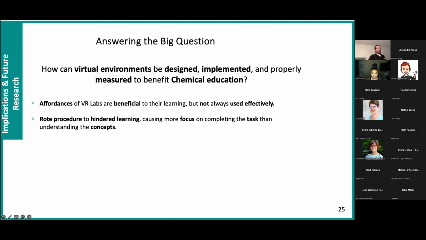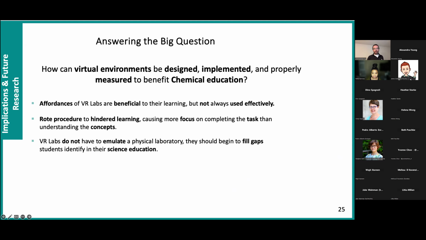Further, rote practices hinder learning, causing more focus on completing the task than understanding the concepts. Students found that sometimes that rote movement within the virtual lab became more tedious. They didn't like the fact that they would have to do step one in order to do step two, especially if they felt like they had a good conception of the content. They wanted to be able to move and take more liberties than those students who did not have as good an understanding of the content knowledge.